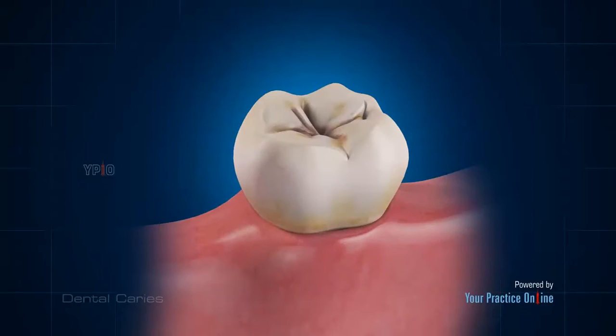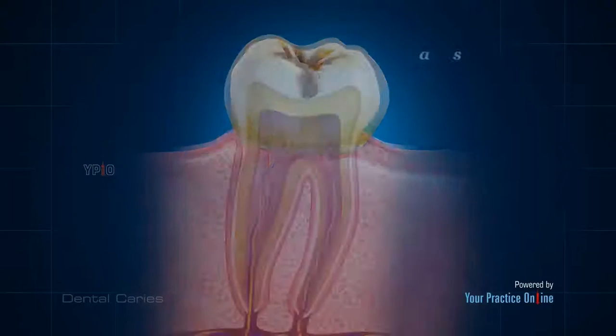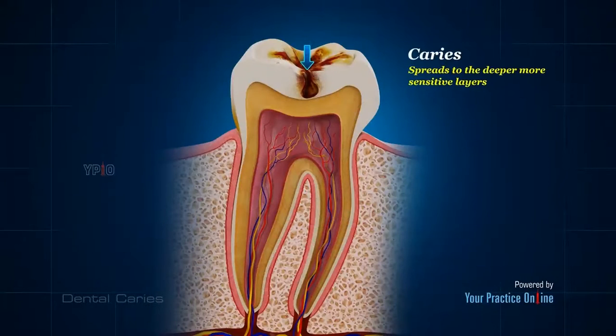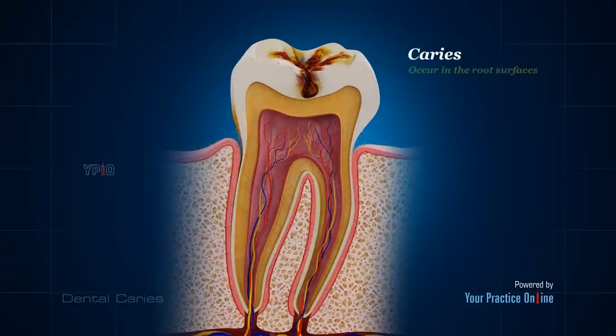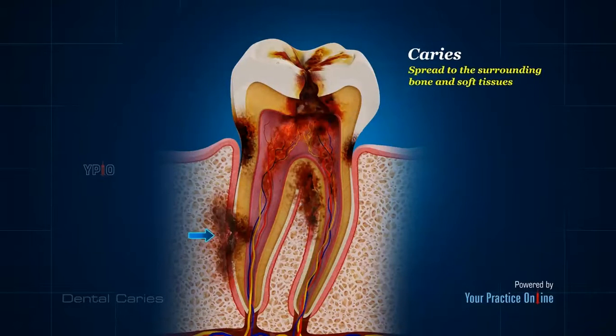If this balance is upset, the demineralized areas are slowly destroyed and caries spreads to the deeper, more sensitive layers of the tooth. Caries can also occur in the root surfaces, which are exposed due to receding gums. Once the inner pulp of the tooth is affected by caries, it becomes infected, and this infection can later spread to the surrounding bone and soft tissues if left untreated.